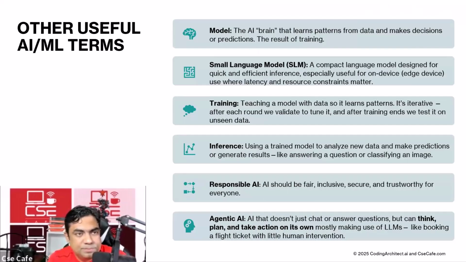That are good to understand, like model, the AI brain that learns patterns from data and makes decisions or predictions, which is the result of training. And what is a training? So training a model is basically teaching that model with the data, so it learns patterns. It's iterative, and after each round we validate to tune it, and after the whole training process ends, we test it on unseen data. So when we look into ML in detail, we will see how this training actually works.